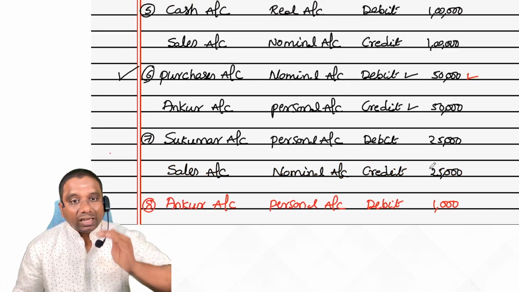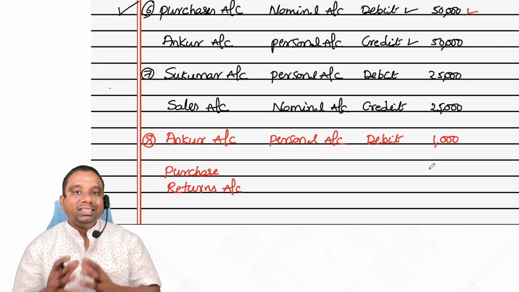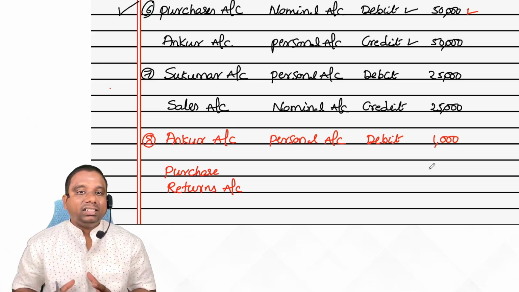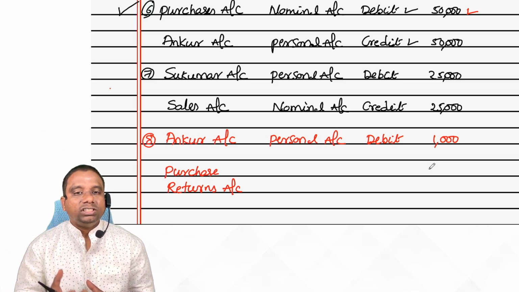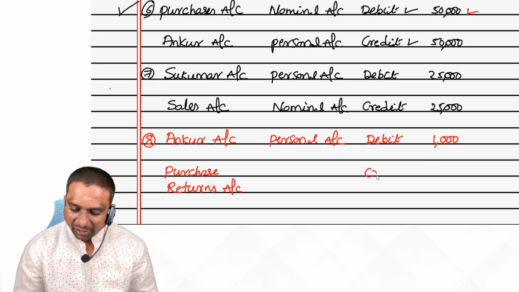Now actually purchase account was earlier debit. Now this time we have to credit it. Have to cancel it now. But instead of using purchase account, which account are we using? Purchase returns account. So purchase returns account credit.